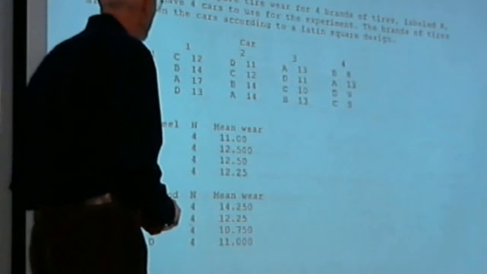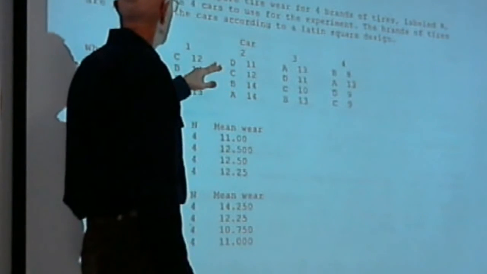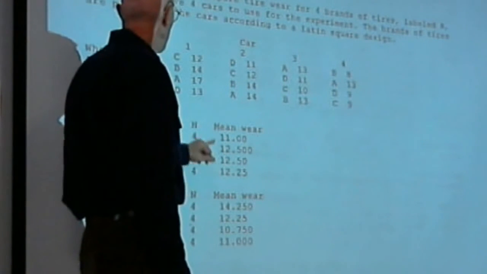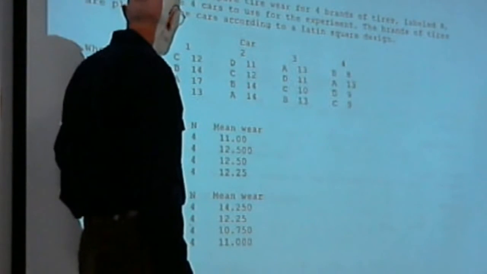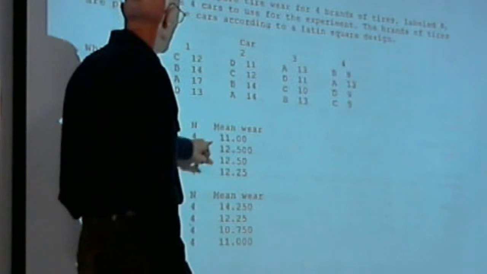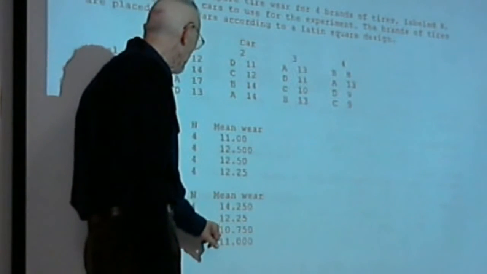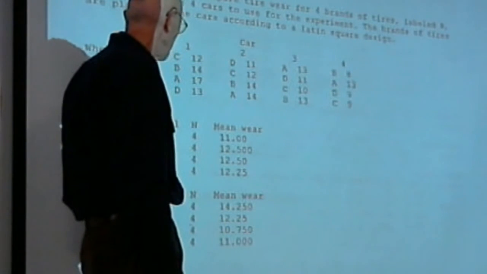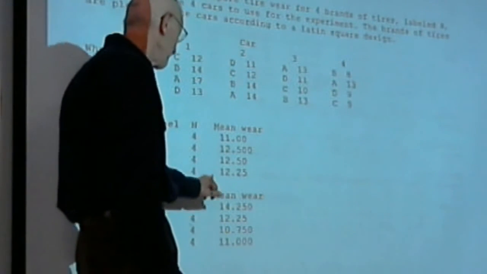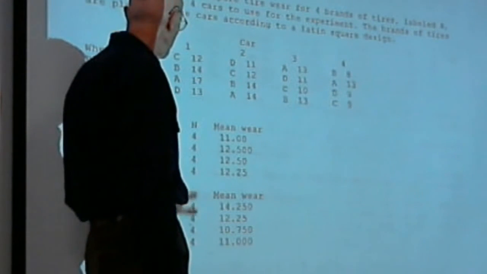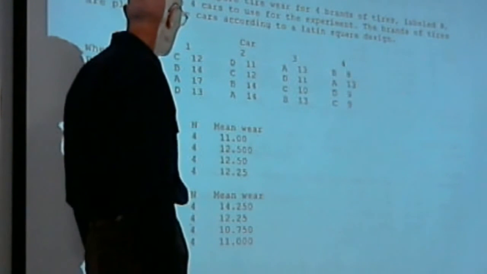We have in this layout the actual data, which is the tire wear. There's the mean tire wear for the different wheels, and there's some difference there. There's the mean tire wear for the different brands of tires, and there's even more of a difference there. So simple summary statistics are given here.